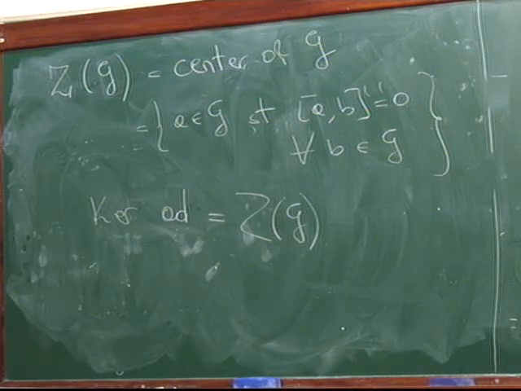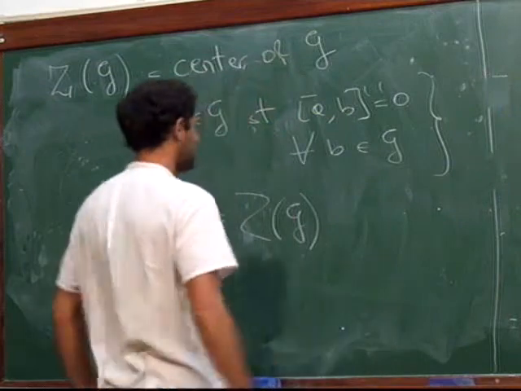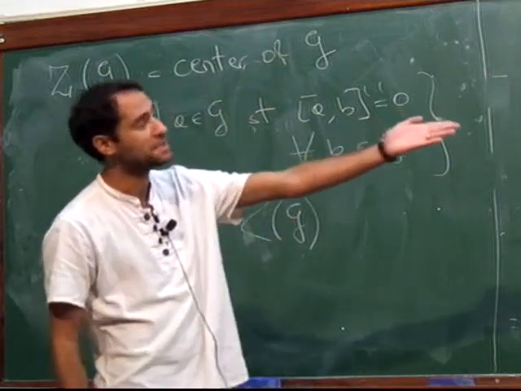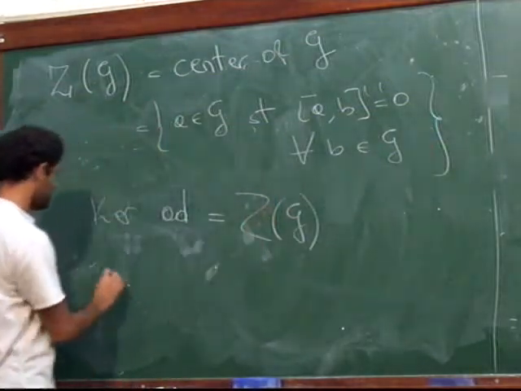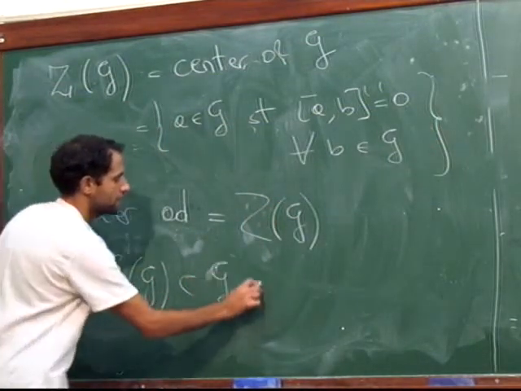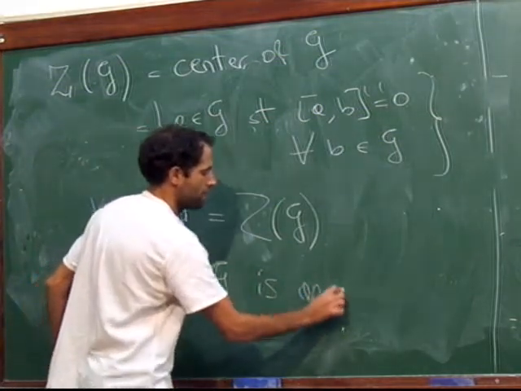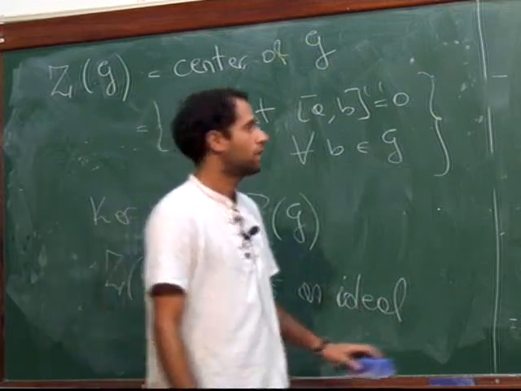But this tells us a lot, because this already gives us something non-trivial. First of all, the center is an ideal inside of G. Because we have a morphism of Lie algebras, the kernel of a morphism is an ideal inside of the source. So the center of G inside of G is an ideal.